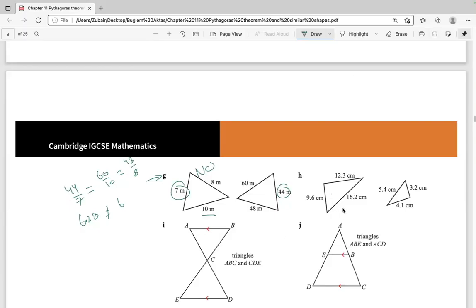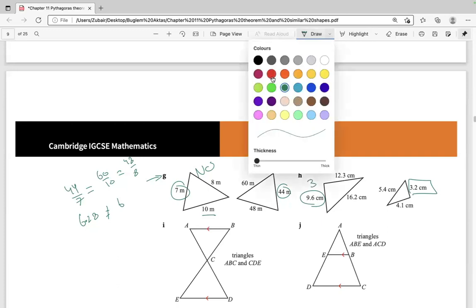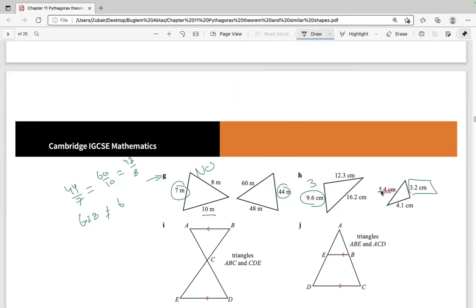Now look at H part. What is the smallest side you see? It's going to be 3.2 and 9.6. So we divide them: 9.6 divided by 3.2, I'm getting 3. Now I am checking the longest side, which is 5.4 and 12.3. So 12.3 by 5.4, I'm getting 2.27. So that's a no again. It makes the process a bit faster.